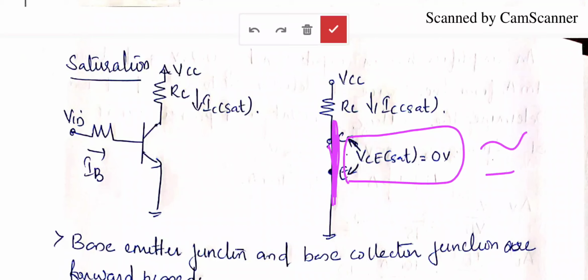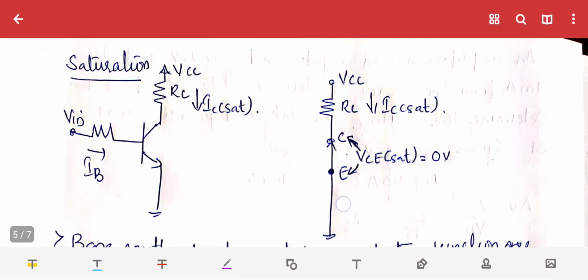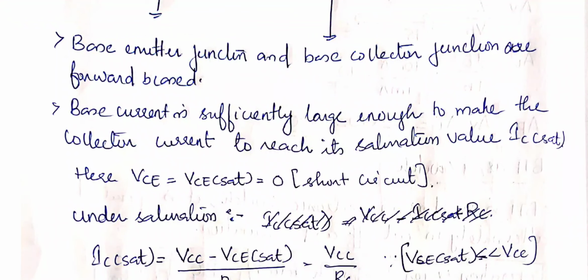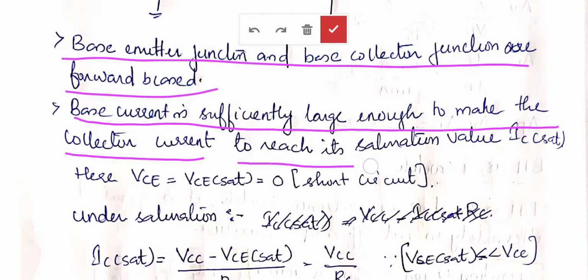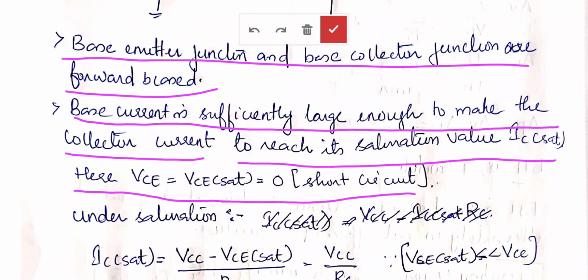Under cutoff it is known as VCE cutoff, and that value is equal to VCC. Under saturation it is VCE sat, and that value is almost equal to 0, and there will be a large collector current IC saturation flowing. Here the base emitter junction and base collector junction are forward biased under saturation condition. The base current is large enough to make the collector current reach its saturation value IC sat. Therefore VCE is equal to VCE sat, which is equal to 0. That means it's a short circuit.